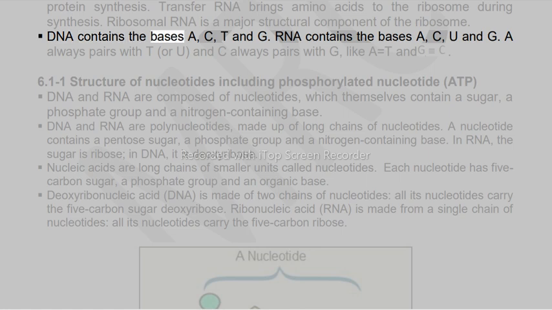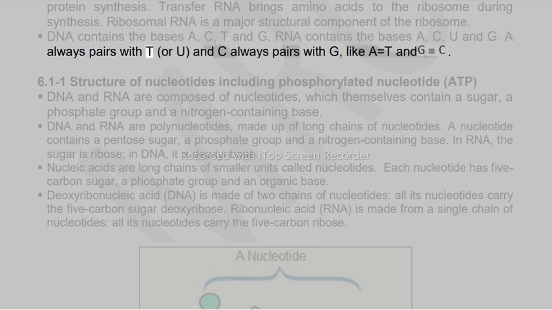DNA contains the bases A, C, T, and G. RNA contains the bases A, C, U, and G. A always pairs with T, or U, and C always pairs with G.